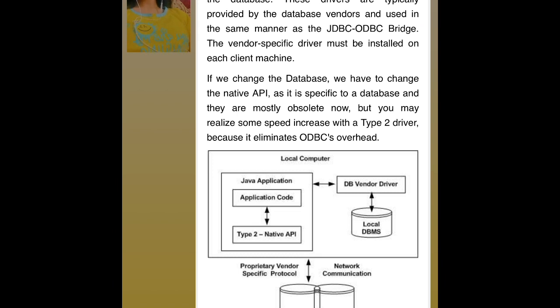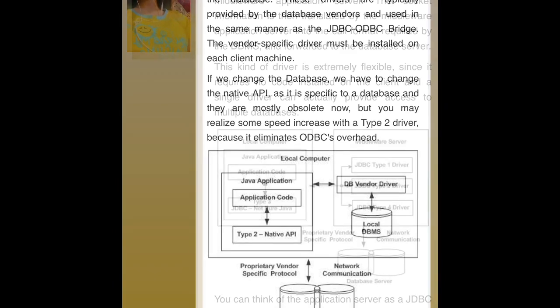If we change the database, we have to change the native API, as it is specific to a database, and they are mostly obsolete now. But you may realize some speed increases with a Type 2 driver because it eliminates ODBC's overhead. The Oracle Call Interface driver is an example of a Type 2 driver. The diagram shows the above.